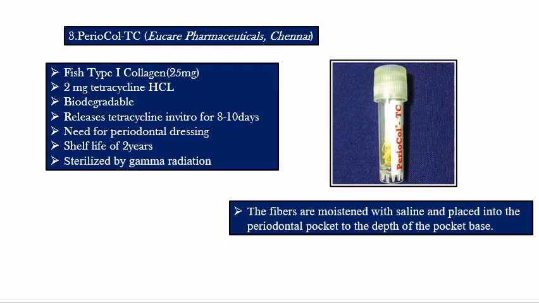Then is the Periocol TC. There's fish type 1 collagen of 25 milligrams, in which 2 milligrams of tetracycline hydrochloride is present. It is biodegradable and releases tetracycline in vitro for 8 to 10 days. There is a need for periodontal dressing, and it is usually sterilized by gamma radiation, and the shelf life is around 2 years. The fibers are moistened with saline and placed into the periodontal pocket, to the depth of the pocket base.